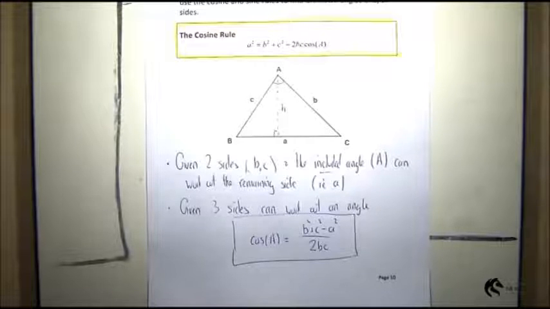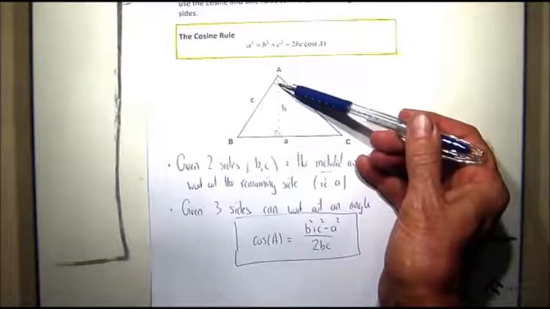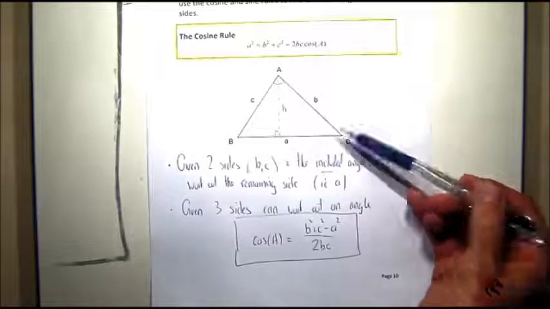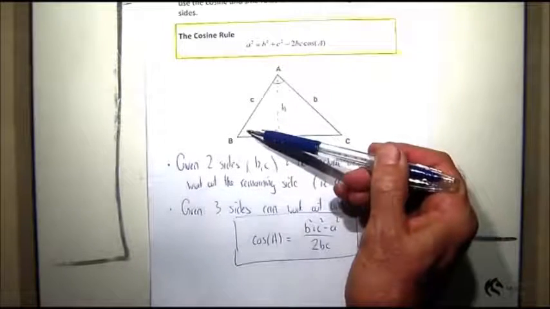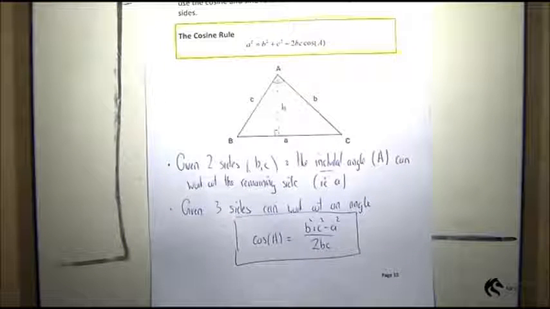And the thing is, I could call that angle A, or I could call that angle A, or I could call that angle A. So given that I have 3 sides, I can actually work out all 3 angles. So if I know 3 sides of the triangle, I know everything about the triangle. So let's use the cosine rule.